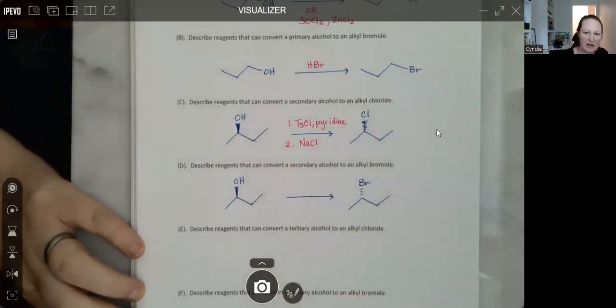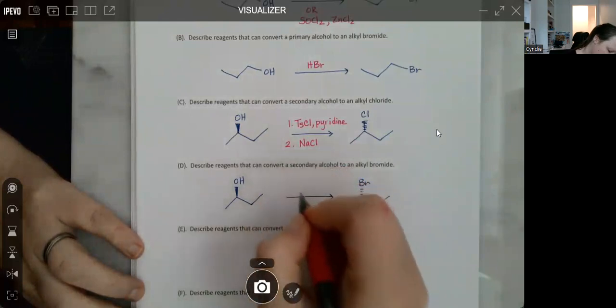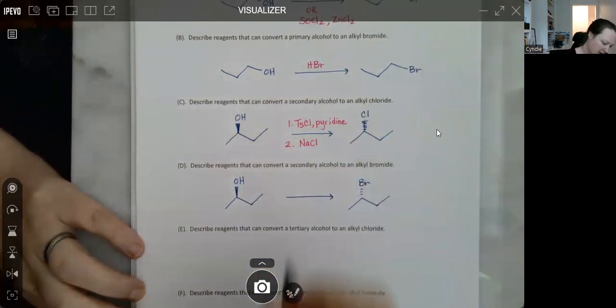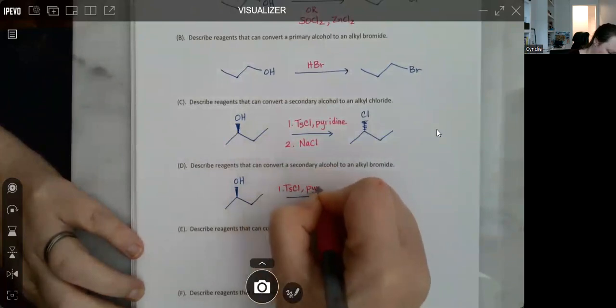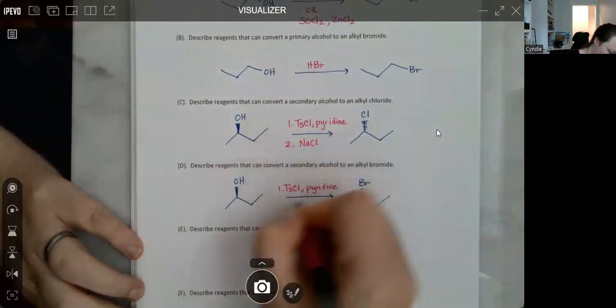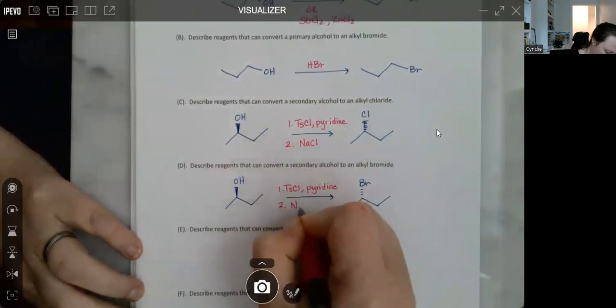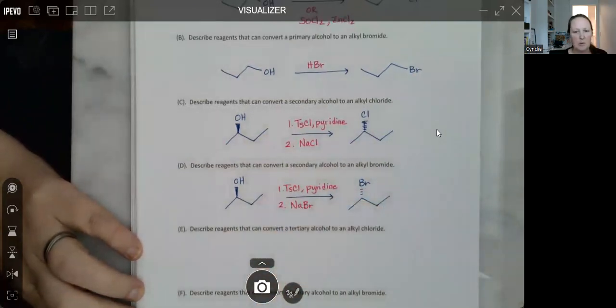What would need to change about these reagents? We are just going to change the second step so that we get bromide. So sodium or lithium or potassium bromide, etc.